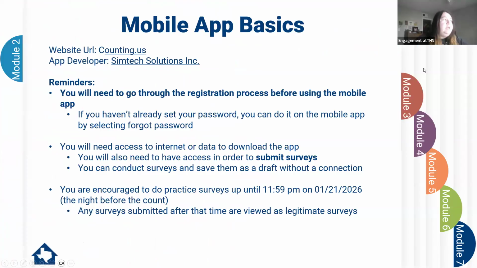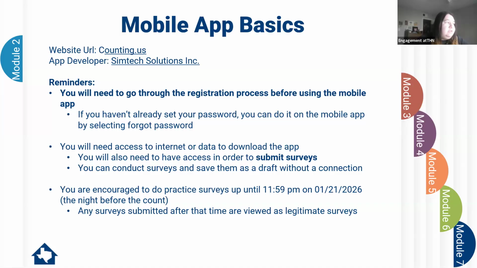So like I said, we're talking about the mobile app that we use to gather data for the point in time count. So the website URL is counting.us. It's built by Syntex Solutions. It's Counting Us. It's the same program and same app that we have used for the past several years. So if you're familiar with it from last year's and from past years, it's going to be basically the exact same thing that we've used.